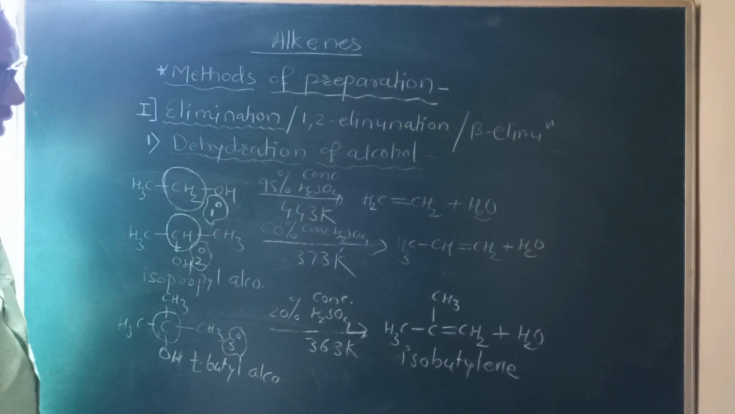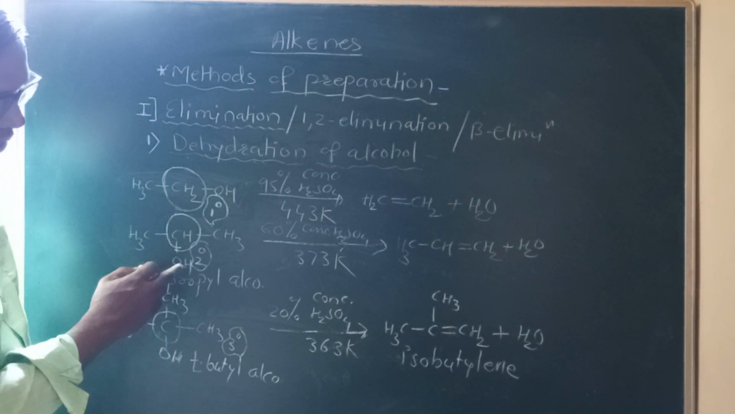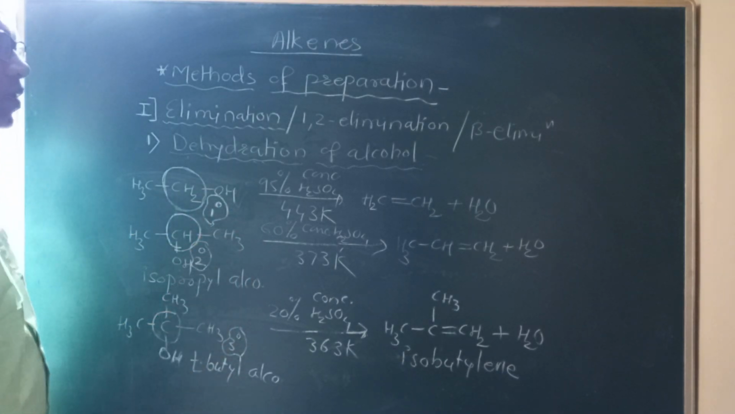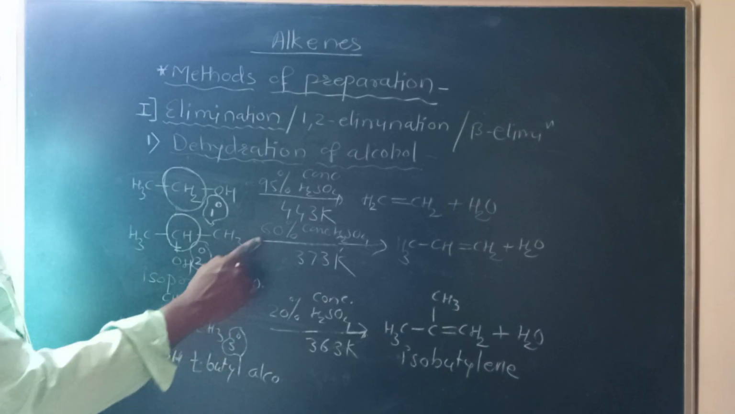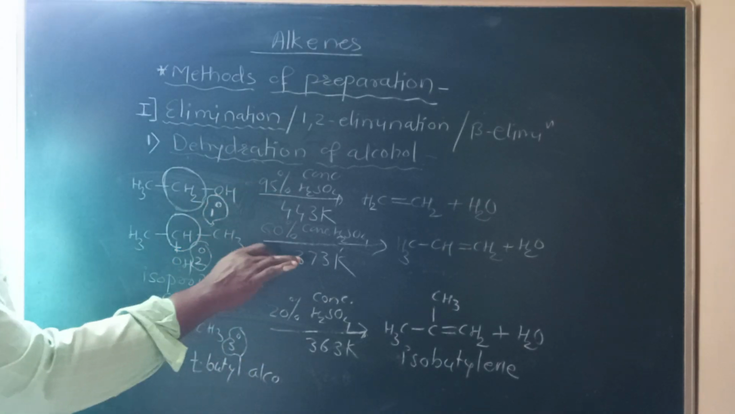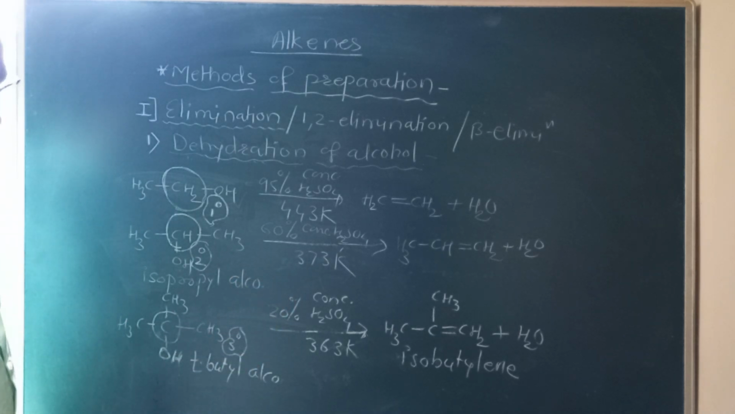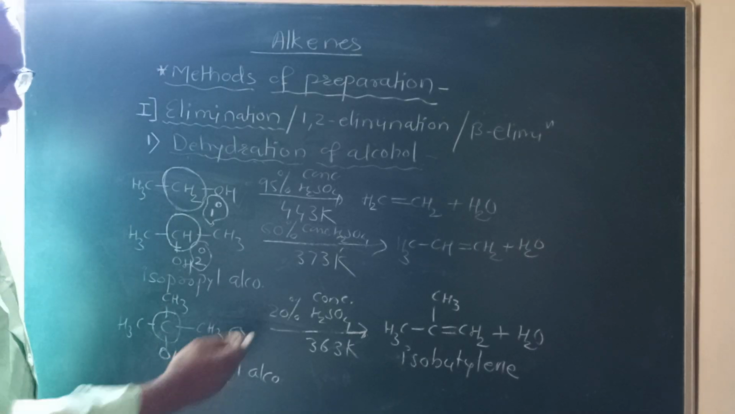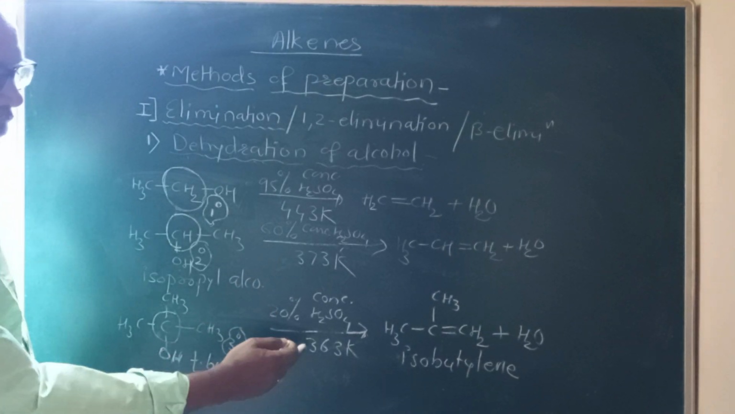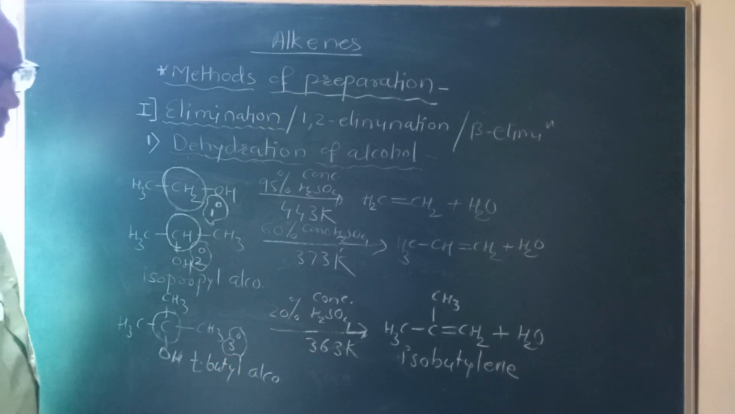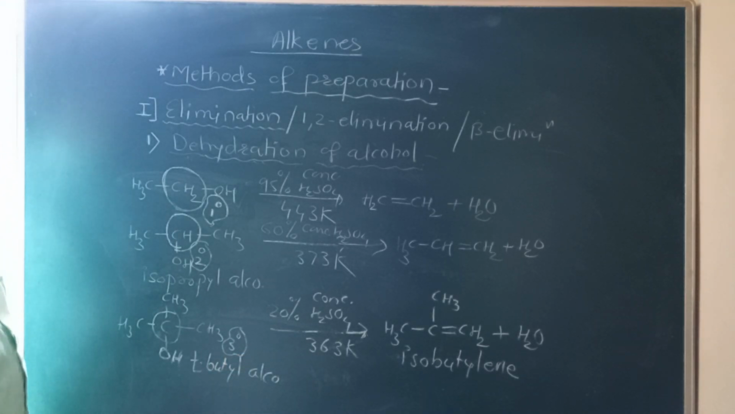Sulfuric acid is needed. But when the type of alcohol is secondary, then the condition becomes somewhat mild. Now the concentration of sulfuric acid needed for dehydration is 60%, and the temperature also drops to 100 degrees Celsius, that is 373 Kelvin. And when the type of alcohol is tertiary, conditions are very mild. We need just 20% concentrated sulfuric acid, and the temperature is 90 degrees, that is 363 Kelvin. Okay, got it?